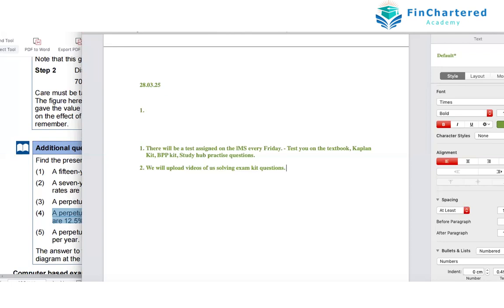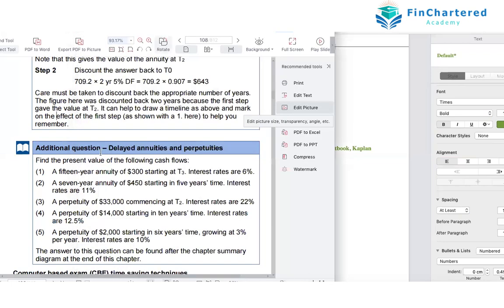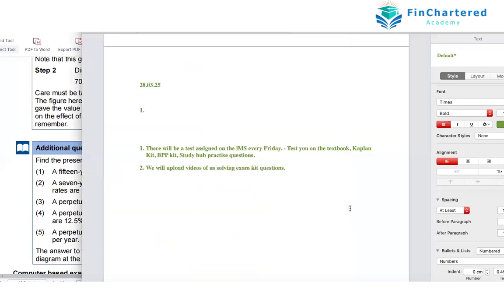And with that, you will prepare for the Friday test. In the coming Friday, we might test you on at least the first 5 chapters from the textbook and from all the kits, Kaplan, BPP, and Study Hub. You will also be tested on the Study Hub quizzes. At the end of each chapter, there is a quiz, so you will also be tested on that.